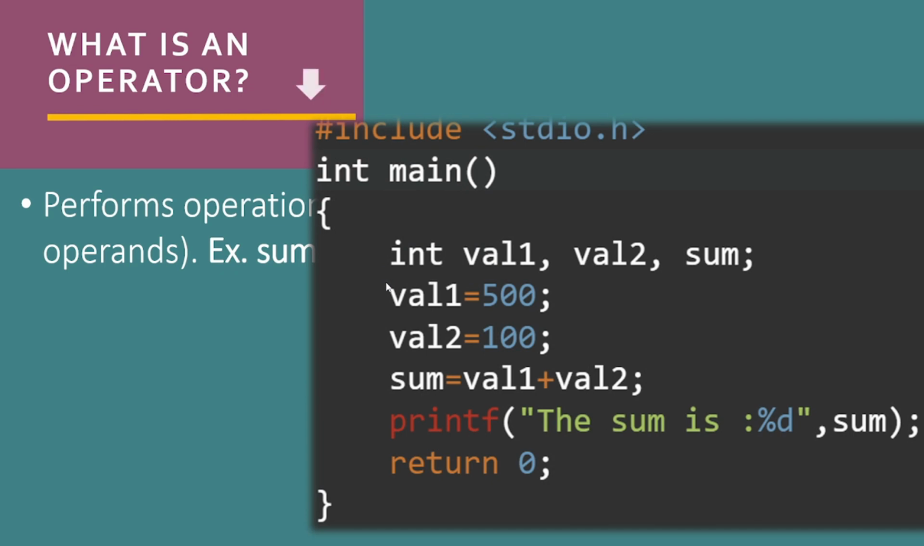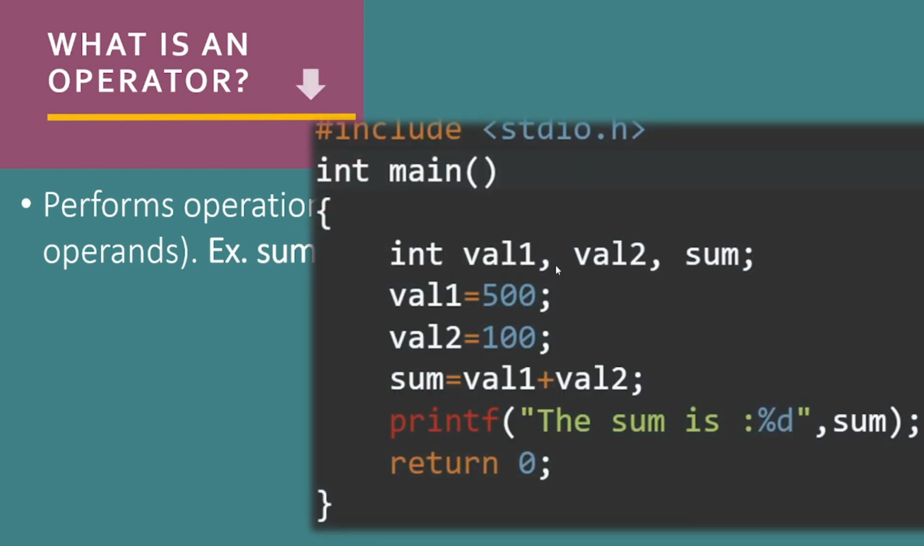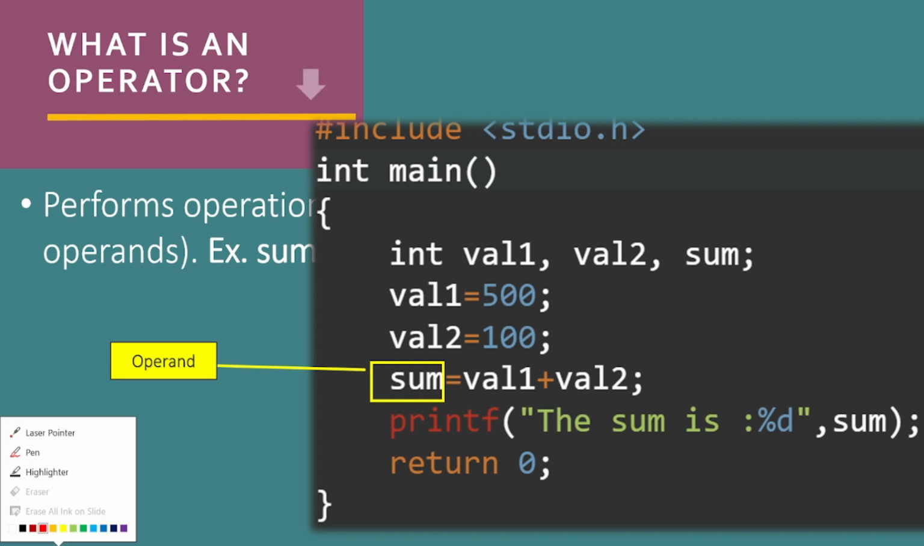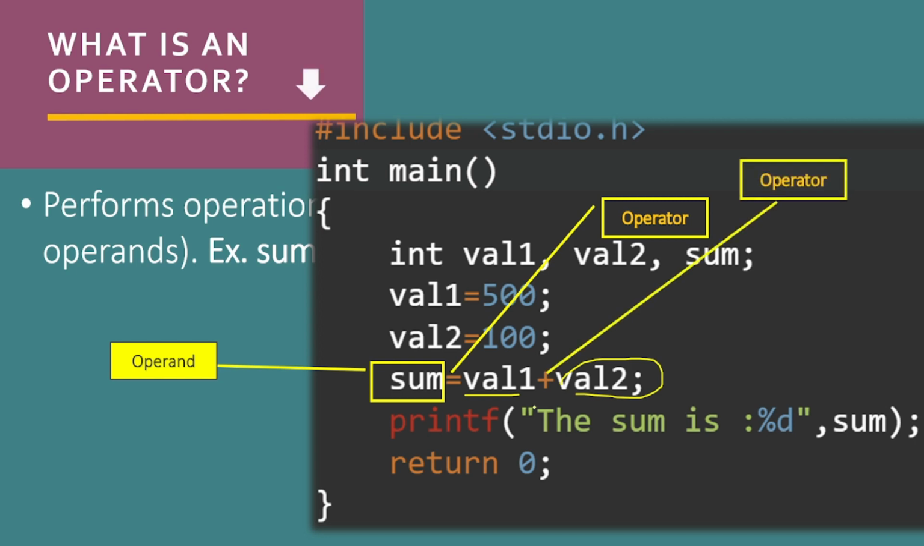So basically, what are operators? The operators are those which perform some sort of operations on variables, and these variables are generally called operands. So you see in this example, integer val1, val2, val1 is 500 and val2 is 500, and then we are adding those two and storing in sum, which happens to be an operand. Likewise, val1 also is an operand, and val2 also is an operand, and equals is an operator, and plus is also an operator. So the operator is the one which performs some operations on operands. Hope this is clear now.